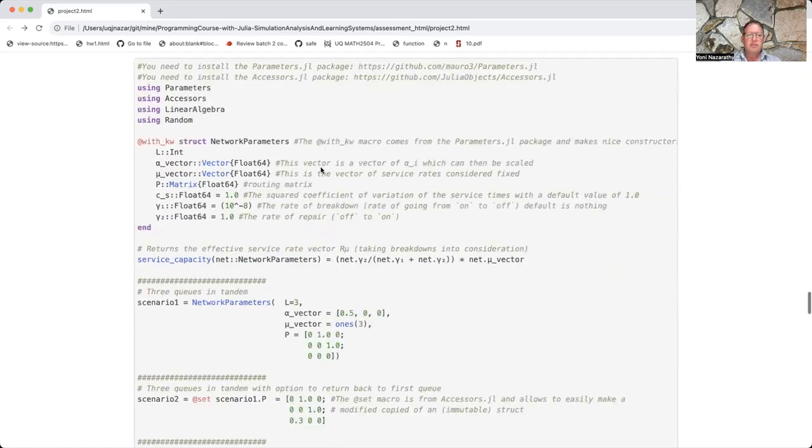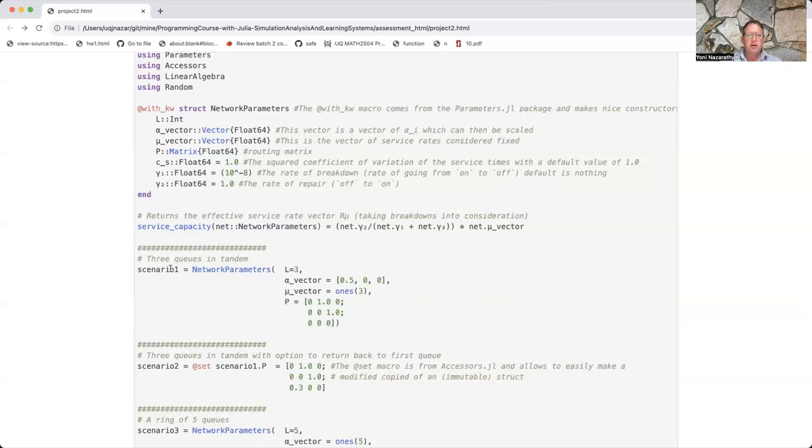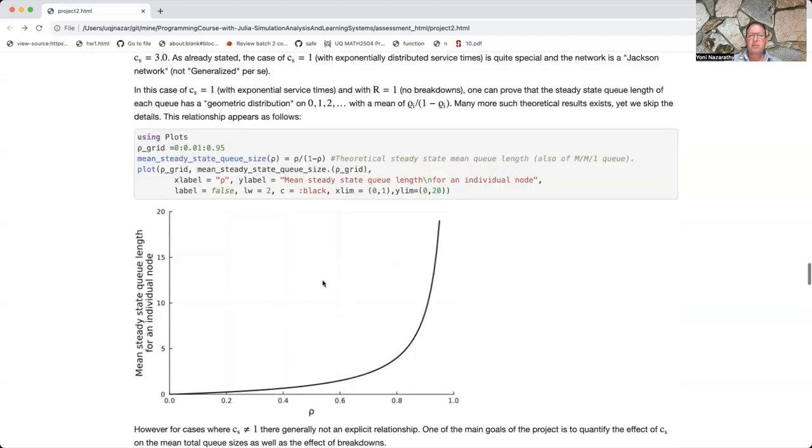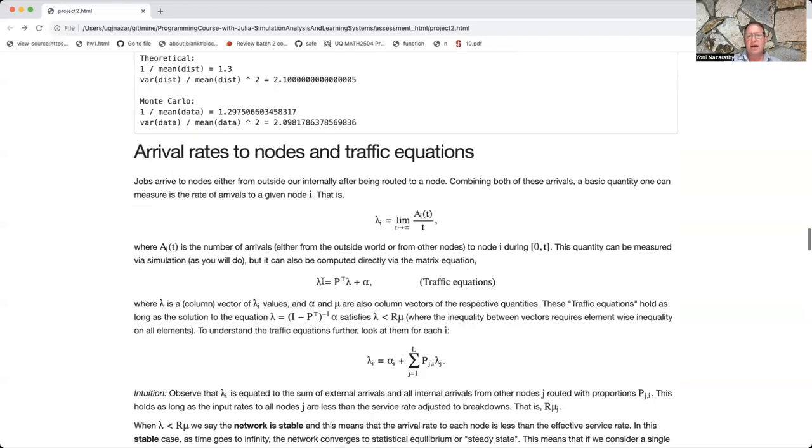Okay, and then here's some example networks. So you get a network with, like, scenario 1, you've got 3 nodes. And just to understand this network, jobs finish at node 1. They always move to node 2. They finish at node 2. They always move to node 3. They finish at node 3. Where did they move? With probability 1, they move to the outside world.